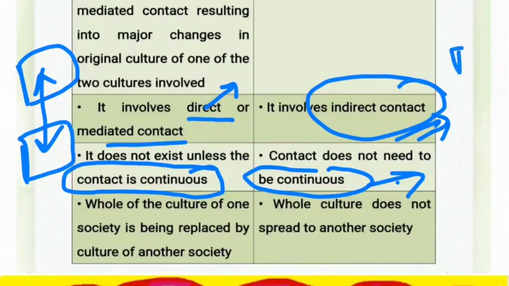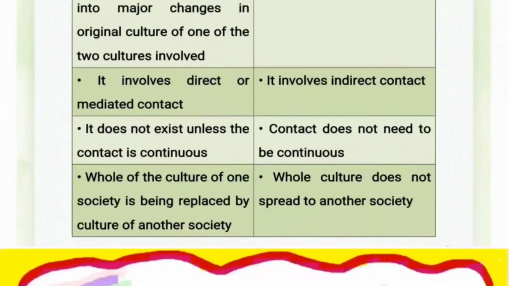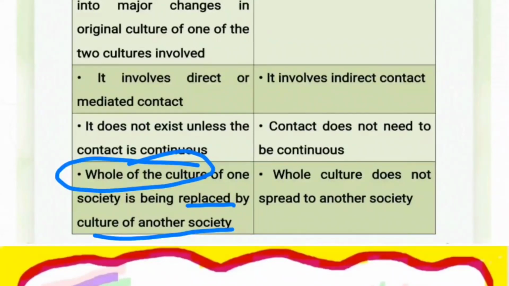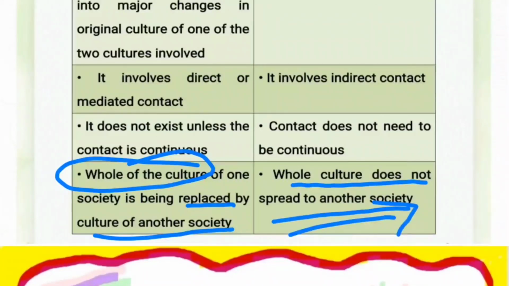That means if you come in contact with a different culture at a particular instant, even that is sufficient to diffuse a particular cultural element into another culture. But as far as acculturation is concerned, the contact should be continuous. The whole culture of one society can be replaced by the culture of another society in the case of acculturation, but the whole culture cannot be replaced by diffusion. So this is the difference between the two, and you also have the concept of acculturation and diffusion.